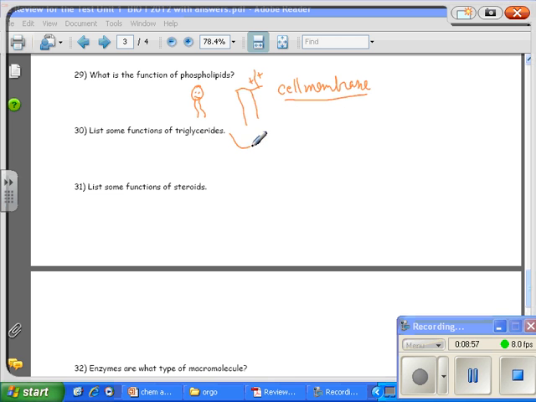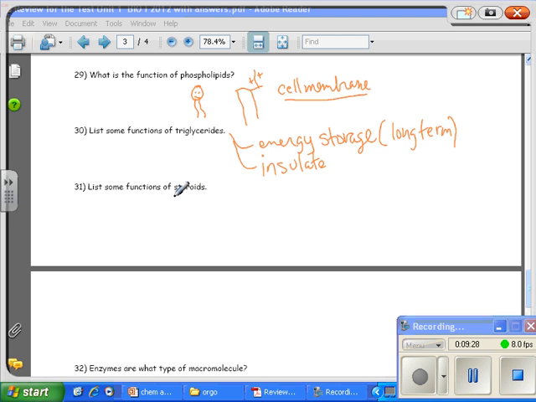Functions of triglycerides, mainly what I want you to know here is that it's a long-term energy storage. So that's the function of fat or triglyceride. Another thing is that it can insulate the body. So if you think of a polar bear, they have a nice layer of blubber, and that insulates them. Could you call it blubber with a polar bear or just fat? Whales have blubber. Anyway, big layer of fat to keep them nice and warm. And then it cushions organs and stuff too.